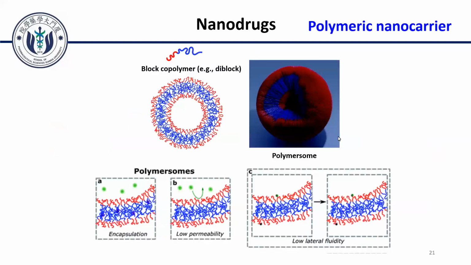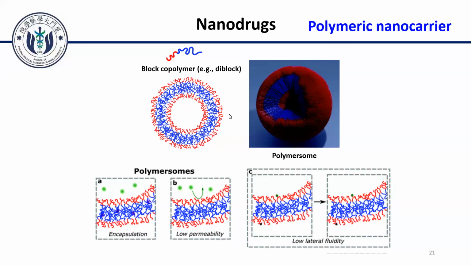To solve this drug leaking problem, another strategy was developed: the polymeric nanoparticle, a nanocarrier called polymersome. This is also formed by block polymers. It contains hydrophobic parts and hydrophilic parts. In this case, polymers can entangle together and self-assemble into a shell-like structure, similar to a lipid bilayer. But the polymers entangle with each other and form much more stable nanoparticles compared to liposomes.